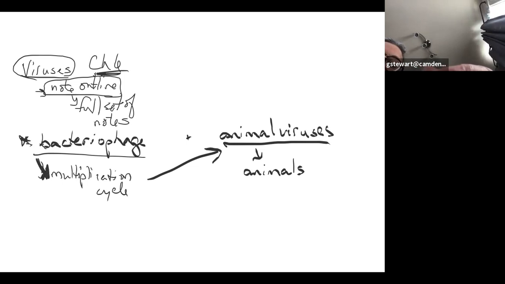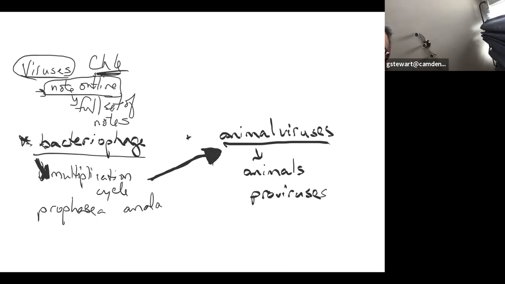All right, and those cycles and the difference between lytic and lysogenic are also important because it's very similar to what happens in animal viruses. So some animal viruses also incorporate and become what we refer to as proviruses, just like bacteriophages can become prophages, right? So that's an analogous term, right?